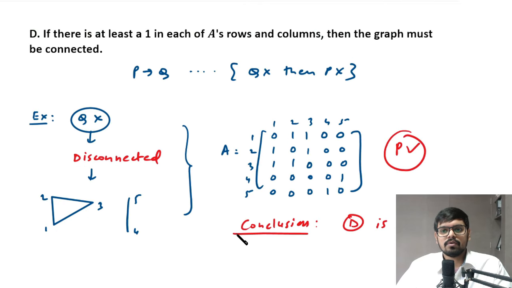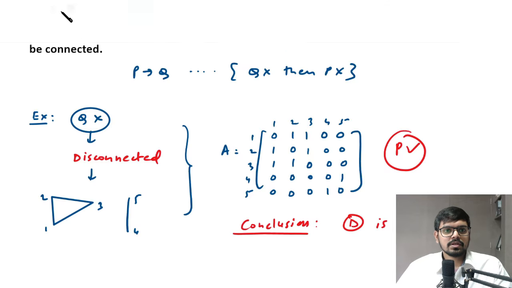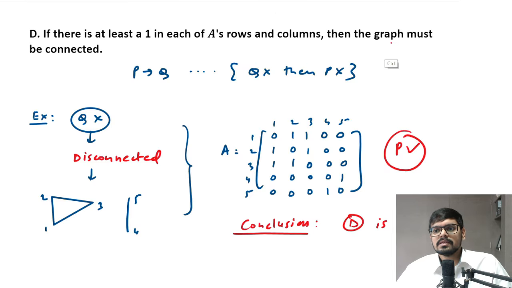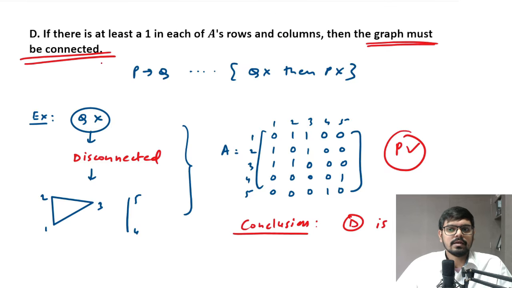If yes, try for the statement D. If there is at least a 1 in each row and column, then the graph must be connected. Again, this is an if-then one-way condition. So P implies Q, again same technique. Q false, then P should be false, then only this statement is true. If P is true, then this conclusion is false. Same technique. So Q false I will take. What is Q here? The Q says the graph must be connected.